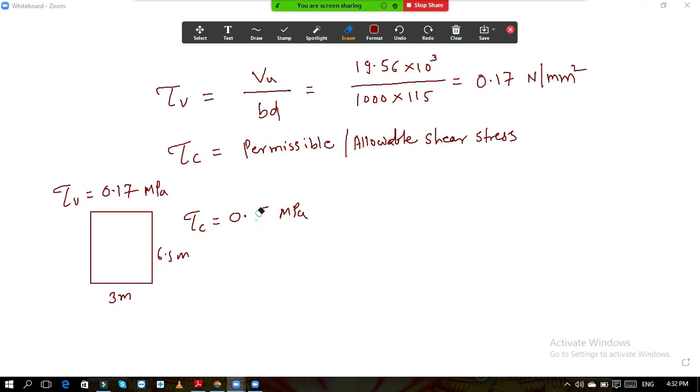What is the condition to avoid this failure? Suppose now our value of tau v is 0.17 and our tau c value is 0.26. Then your permissible shear stress is greater than your nominal shear stress, or your nominal shear stress is less than your permissible shear stress. So this is okay and this is safe, so your slab will not fail in shear. Now we will see how to calculate the permissible shear stress.